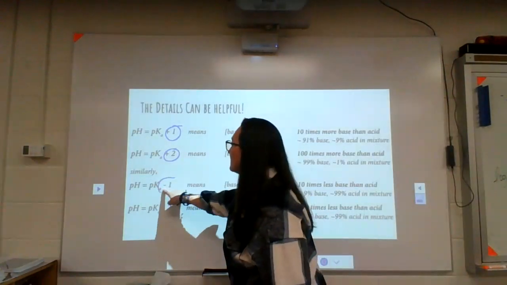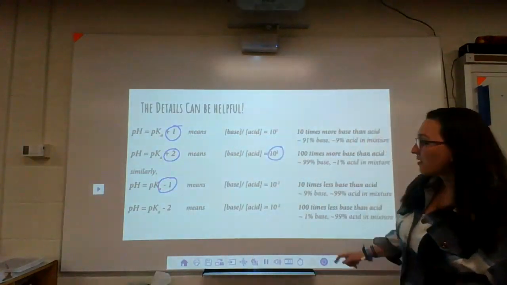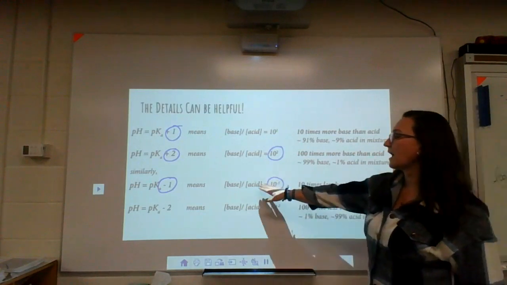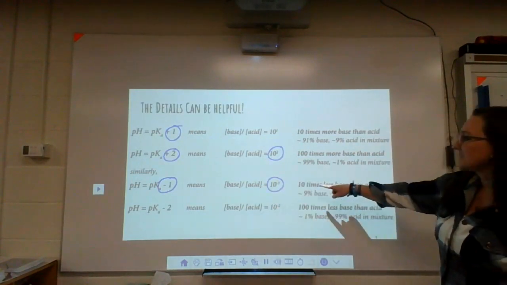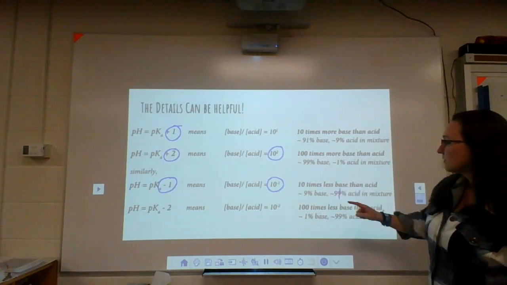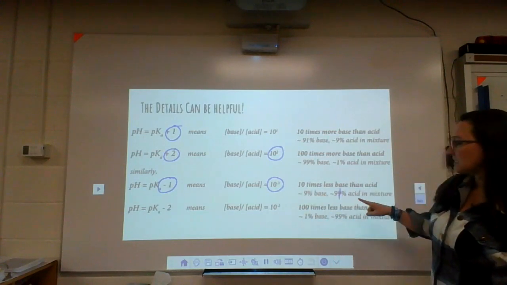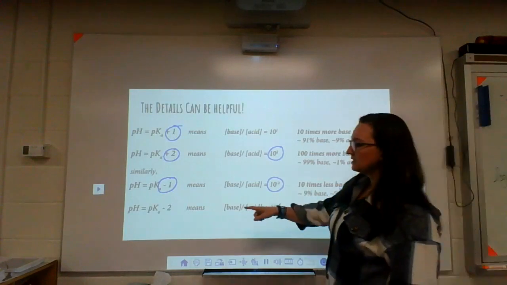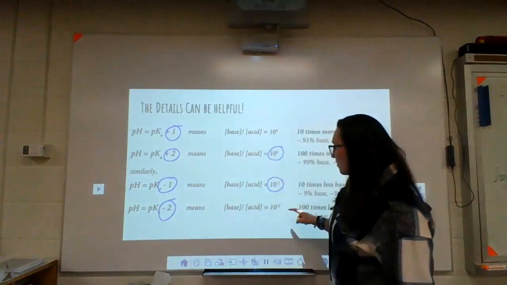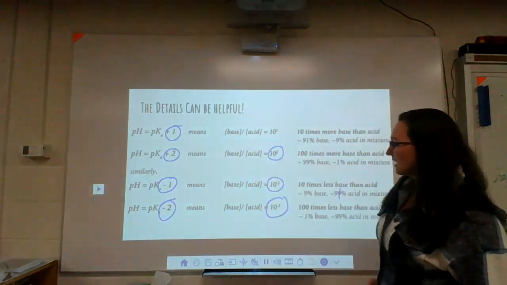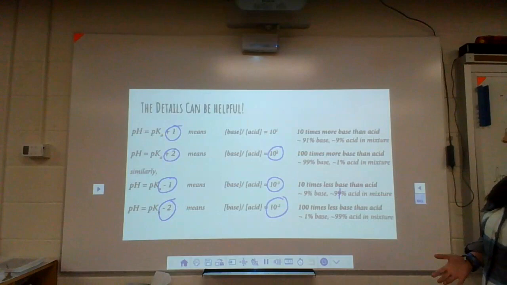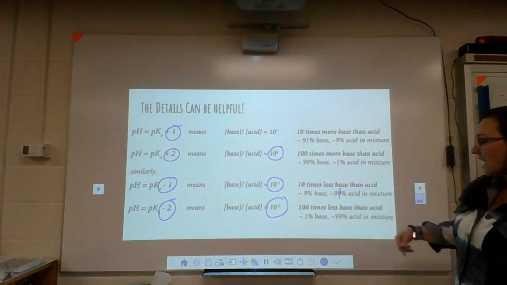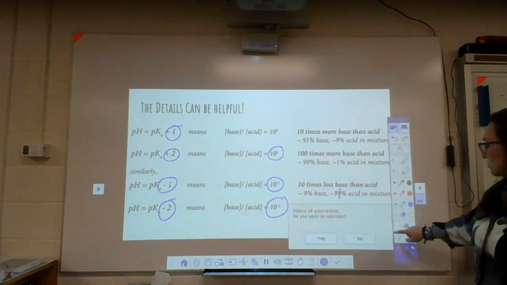Similarly, when we have -1 for this term, that means that we have a ratio of 10 to the -1 power. So there's more acid than base. And in fact, it's 10 times more. So we have about 9% base and about 91% acid in the mixture. And then when this term is -2, we'll have a ratio of 10 to the -2, which means that we have 100 times less base than acid. So about 1% base and about 99% acid in the mixture.